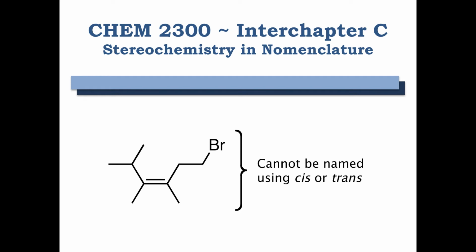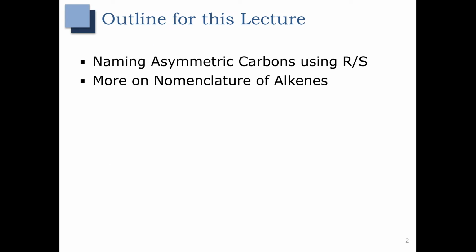Okay, welcome to the lecture for Interchapter C, Stereochemistry in Nomenclature. What we are going to cover in this chapter is the R and S naming system for stereocenters. We are also going to figure out how to name double bonds that cannot be named using cis or trans. So you can see on the outline for the lecture that those are the two topics that we're going to cover. In this first video, we're going to talk about naming asymmetric carbons using the RS system.